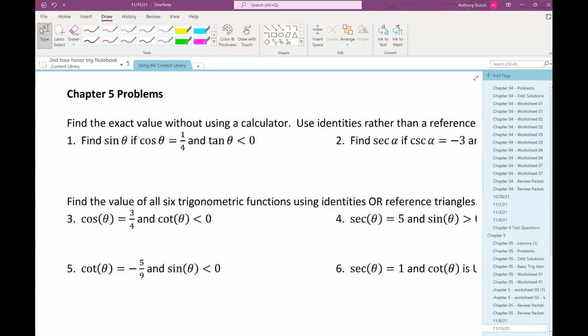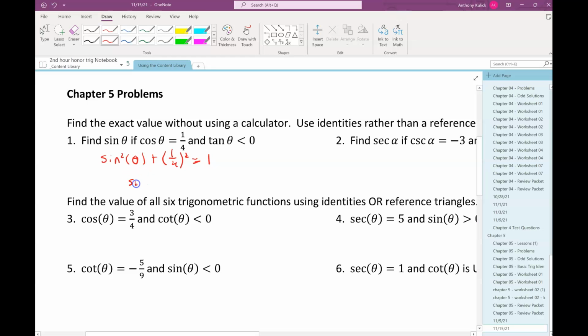Okay, so it says find sine if cosine is equal to 1/4 and tangent is negative. So I'm going to start with my Pythagorean, because that's a relationship that relates sine to cosine. Okay with that?